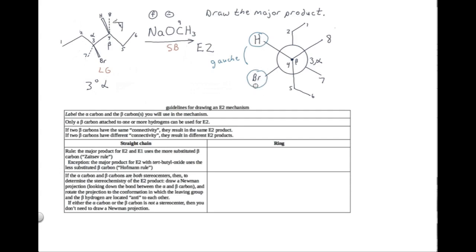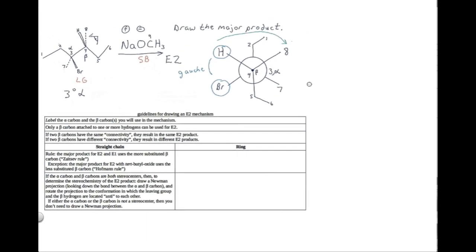All right, so now we need to rotate this Newman projection to make these anti. We could do that by rotating carbon 4 one position clockwise. Or maybe I should call it 2 positions. I'm going to rotate carbon 4 2 positions clockwise. I'm going to rotate this hydrogen to this position.